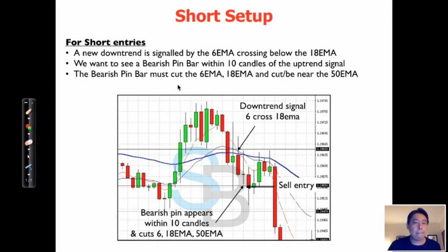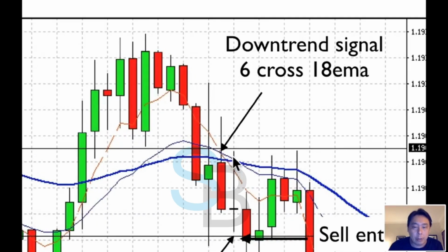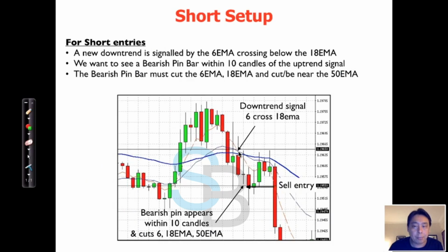So, the short setup. For short entries, we look for a new downtrend signal by the 6 EMA crossing below the 18 EMA. Over here you can see, there we go, the 6 crossing below the 18 EMA. Very nice cross. We want to see a bearish pin bar appear within 10 candles of the downtrend signal. Sorry, it's a typo here, it should be downtrend signal. No, I just copy and pasted it.